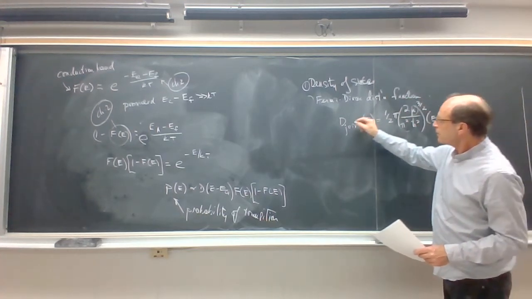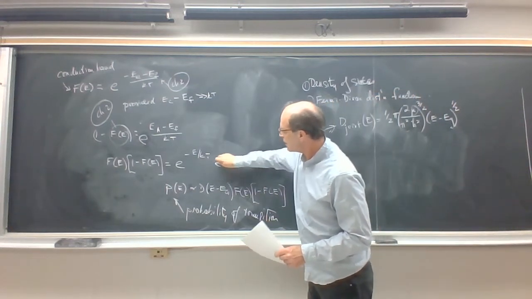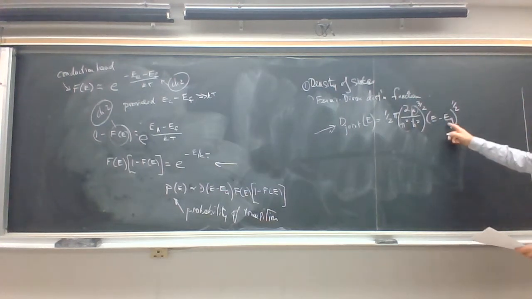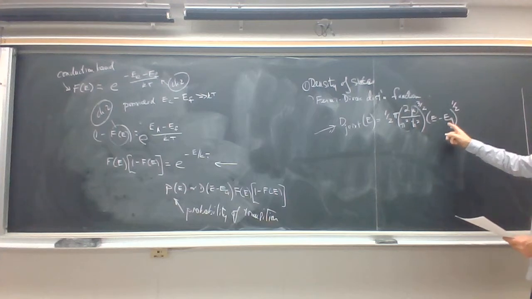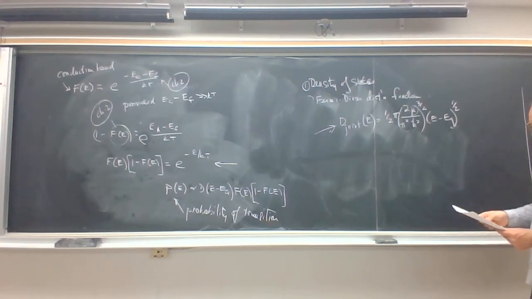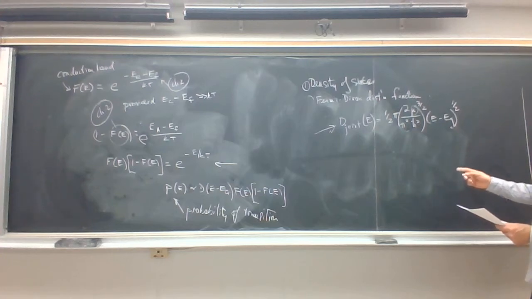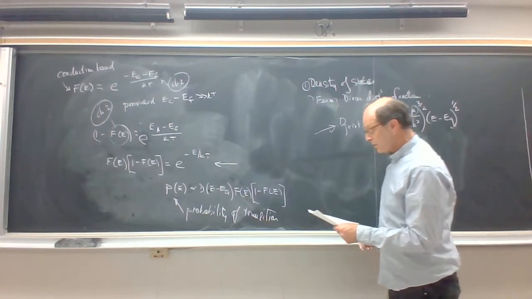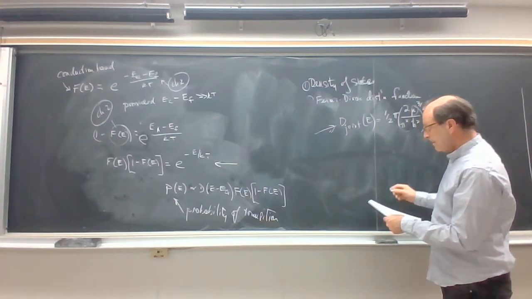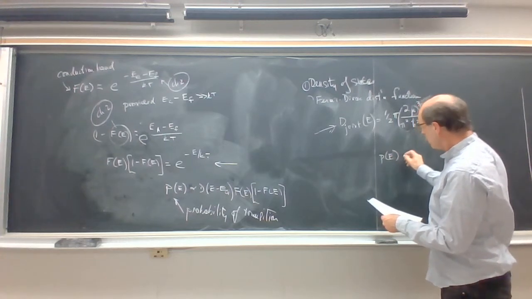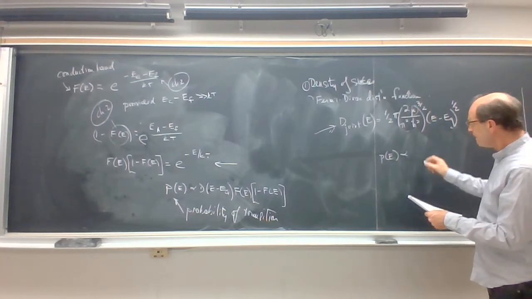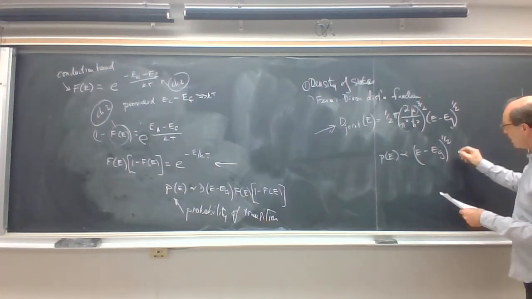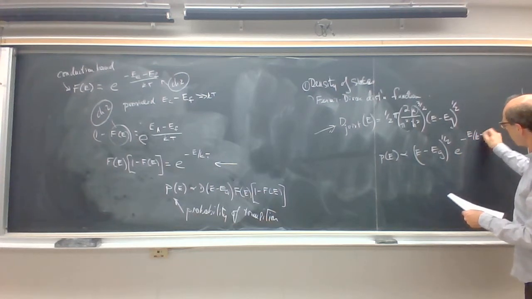So we're going to combine this equation here and this equation here. You can see here we have an E minus EG in that expression, and from over here we have an exponential function. So we have P of E is proportional to E minus EG to the power 1/2 times e to the minus E over kT.